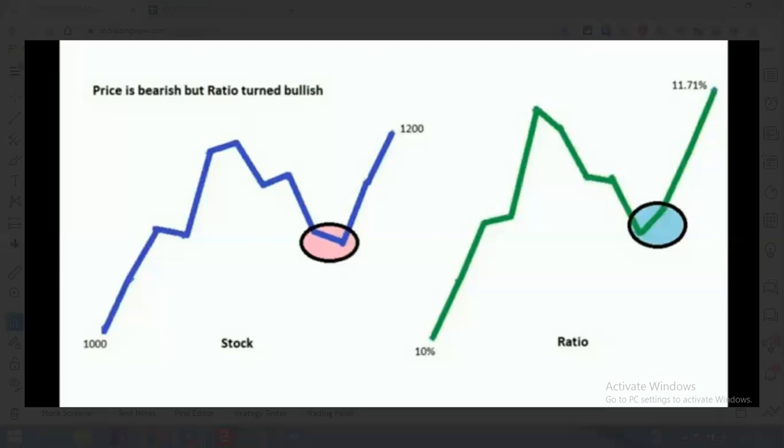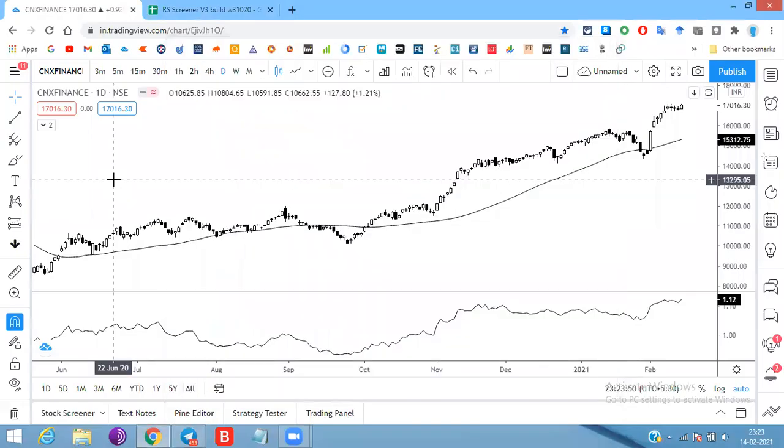Okay. See, what I usually use are ratio charts. I use ratio charts to analyze sectoral indices and to assess the strong sectors, and I accordingly select my trades. Okay.